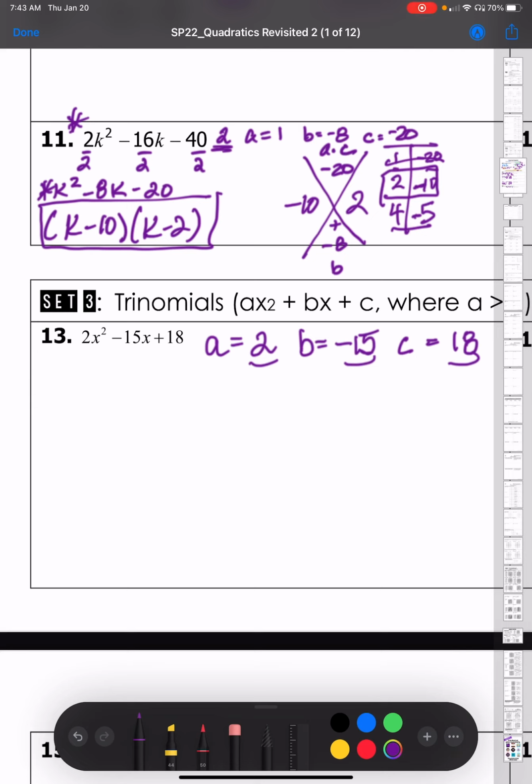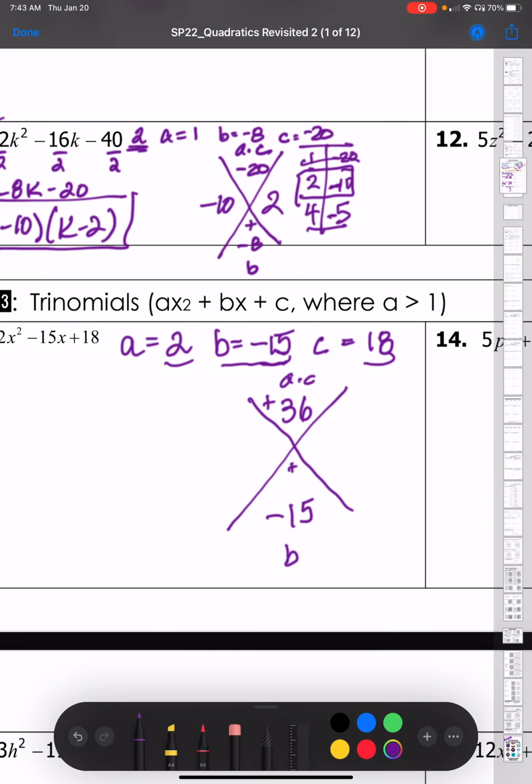You're still going to use your factor cross. Your factor cross, as a reminder, is a times c, and on the bottom we want factors of a times c that would add to be our b. Our b is negative 15, just straight from the standard form. And then we have 2 times 18, which is going to be 36, and that's a positive number. So now we're looking for factors of a positive 36 that will add to be a negative 15.